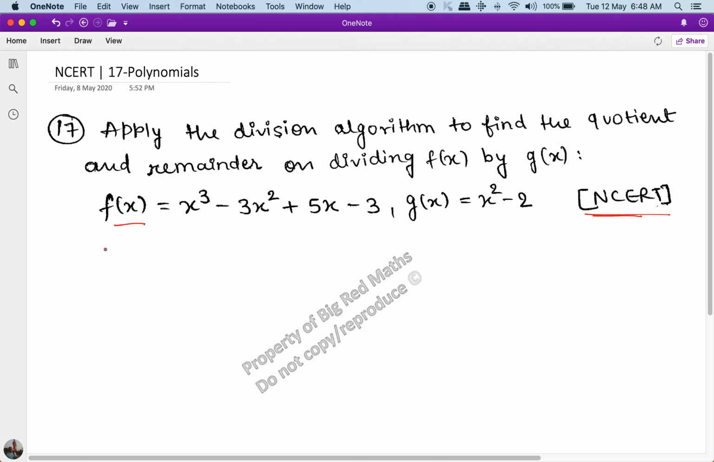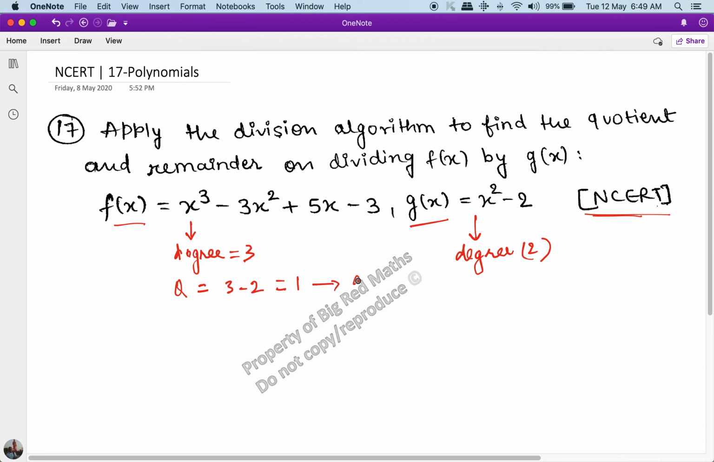Here what you will see is that f(x) is of degree 3, and g(x) is of degree 2. Remember that when I divide f(x) by g(x), the quotient will be of degree 3 minus 2, that is equal to degree 1. So the quotient will be in the form ax plus b. The remainder is of degree 2 minus 1, which is equal to 1, so the remainder will also be of linear form, cx plus d.